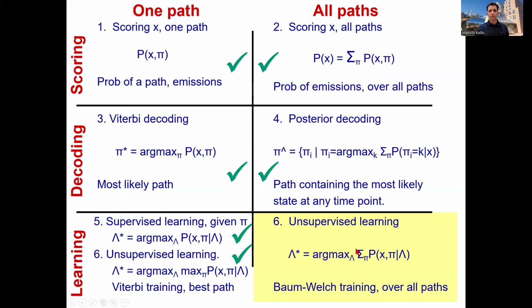And just to review this matrix a little bit, we basically saw how we can score one path, how we can score all paths, how we can decode one path, and how we can decode all paths, how we can do supervised learning with one path, and now how we can do unsupervised learning with all paths, okay? Supervised learning, if it's annotated, is super trivial, I just count. If it's not annotated, unsupervised learning, I just do Viterbi training, find the best path and annotate using that, recursively. And now if I want to do unsupervised learning over all possible paths, then I do Baum-Welch training.